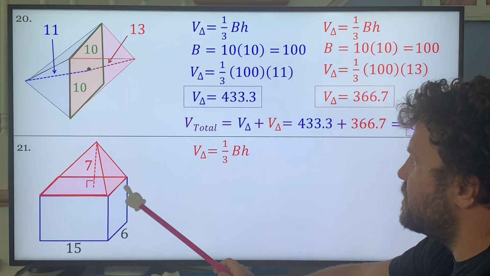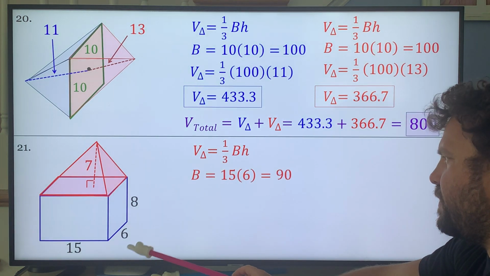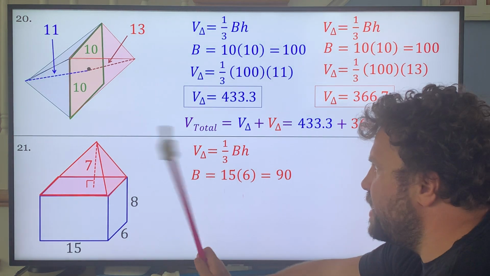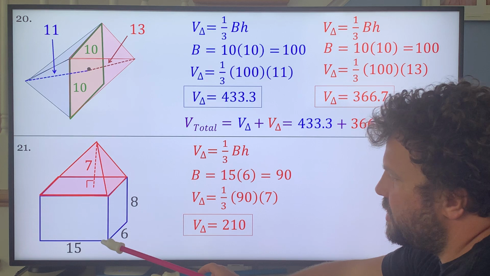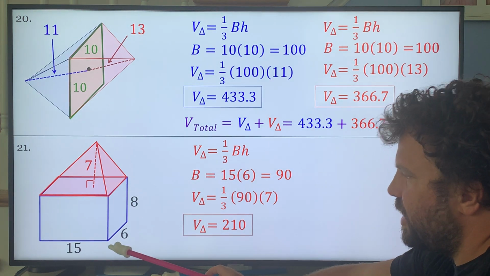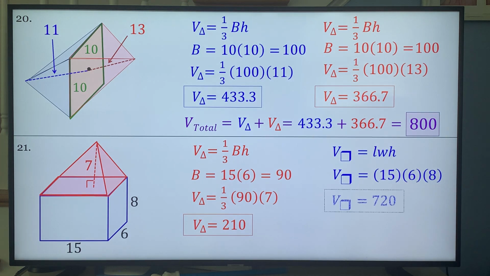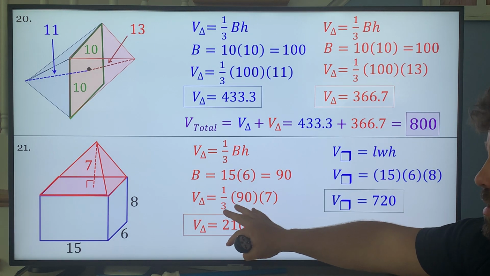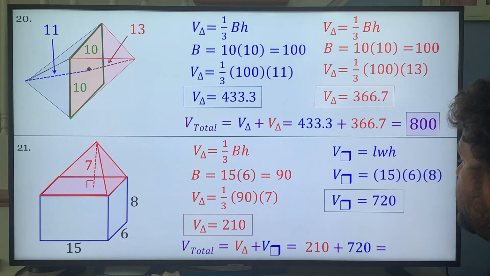You have 2 pieces. Pyramid on top, 5 times 6 is your base, 15, which is 90. The height is 7. 1/3 of 90 times 7 is 270. This right here is a rectangular prism. Length times width times height. 15 times 6 times 8 is 720. One's on top of the other. Add them together. So when you add them together, 210 plus 720 does equal 930.